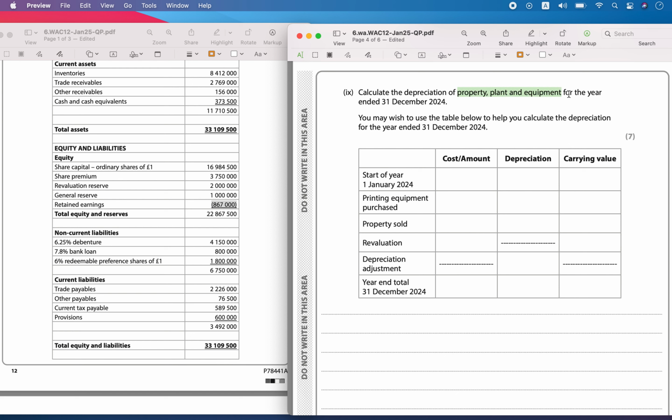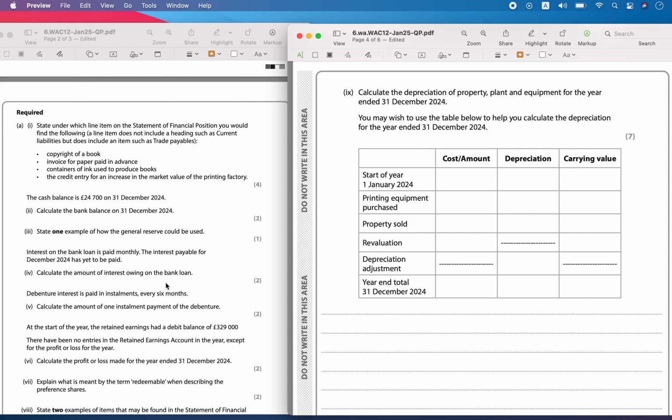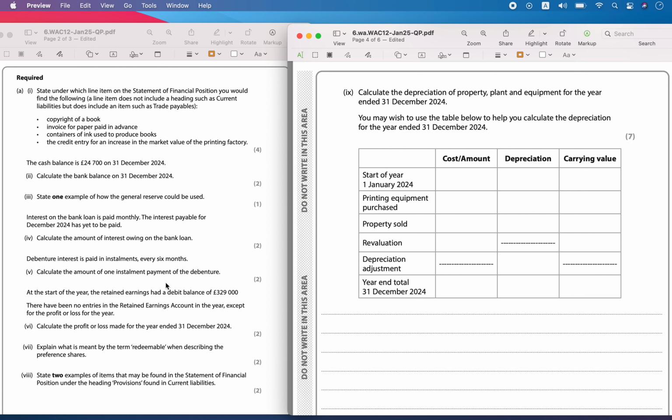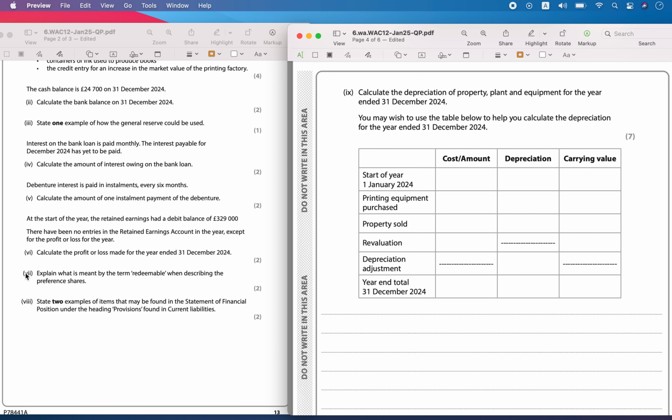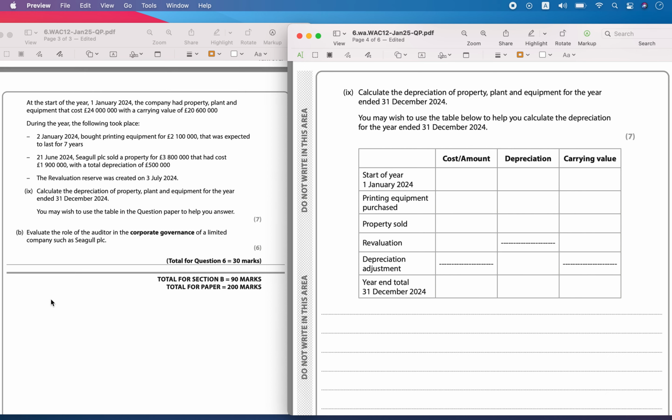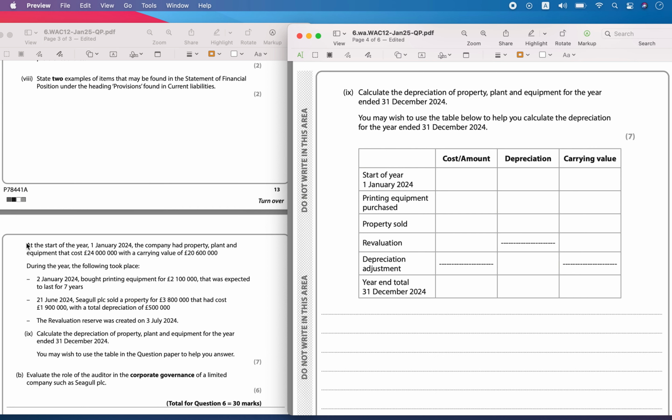Then calculate the depreciation of the property, plant and equipment (PPE) for the year ended 31st December 2024. You might wish to use the table to help you calculate the depreciation. So the table is given, and this might be used for calculating the depreciation for the year, he says. So let's see what is given here at the start.